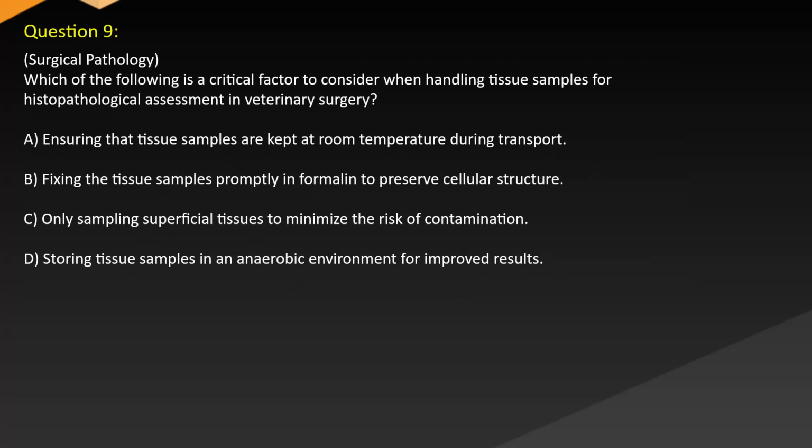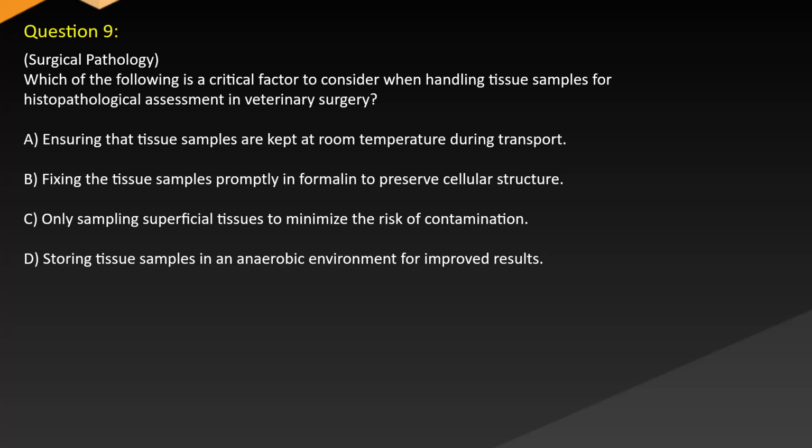Question 9. Surgical pathology. Which of the following is a critical factor to consider when handling tissue samples for histopathological assessment in veterinary surgery? A. Ensuring that tissue samples are kept at room temperature during transport. B. Fixing the tissue samples promptly in formalin to preserve cellular structure.